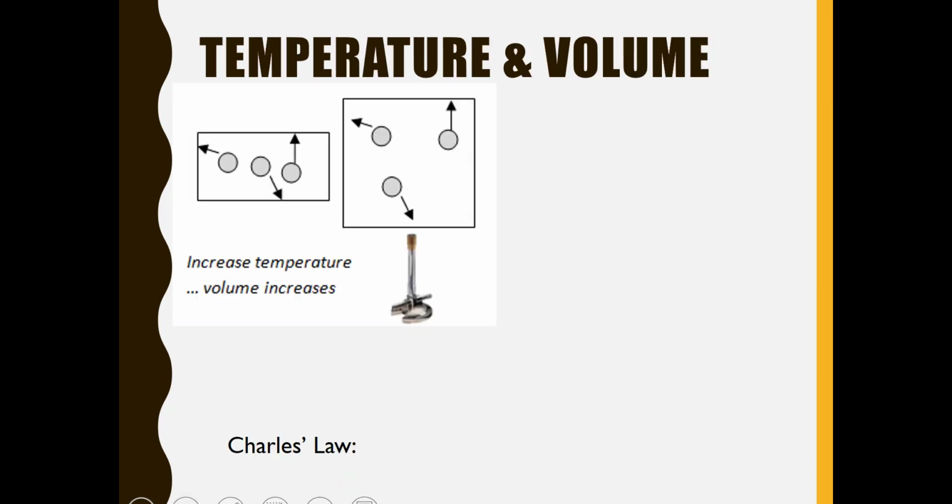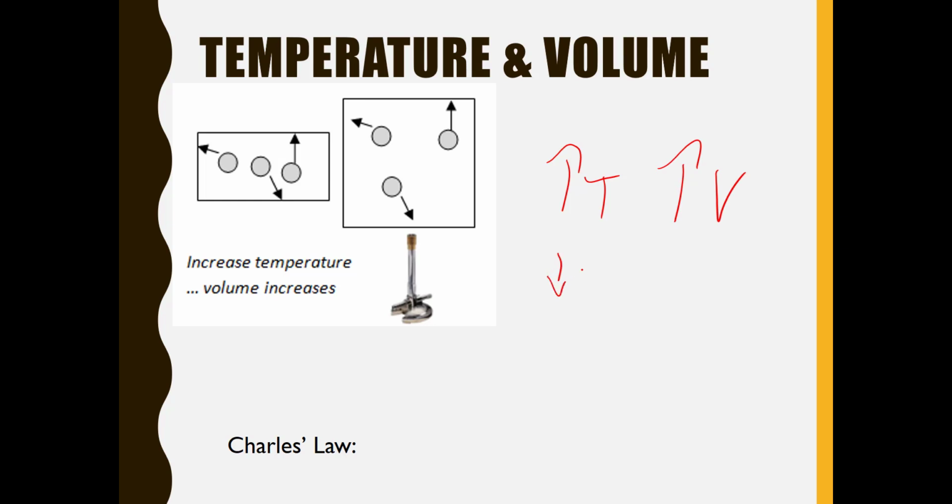The next variables that we're going to look at are temperature and volume. So how do temperature and volume relate? Well, as we heat something up, we know that we're going to be adding more kinetic energy into the system. As we put more kinetic energy in the system, these particles are going to spread out. As they spread out, we define this as volume. So we know that as we increase our temperature, we're also going to increase our volume.